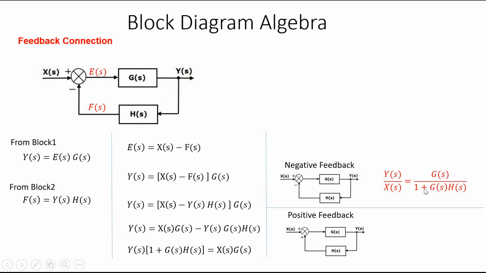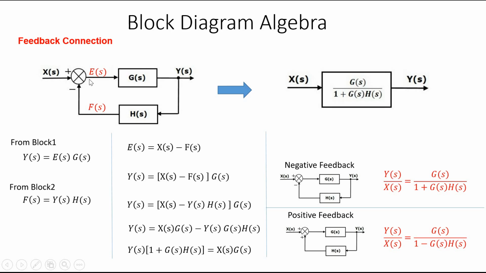For positive feedback, the connection will be plus here, so it will be minus in the denominator. That is the difference. We can use this for positive and negative, so it should be noted whether it is minus or plus here. If it is minus, it will be 1 plus in the denominator. If it is positive here, it will be 1 minus. So we can convert this into a single block. Here it is minus, so it will be plus; if it is plus, it will be minus. That is the feedback connection and the equivalent single block.